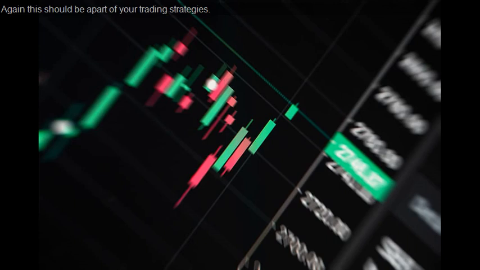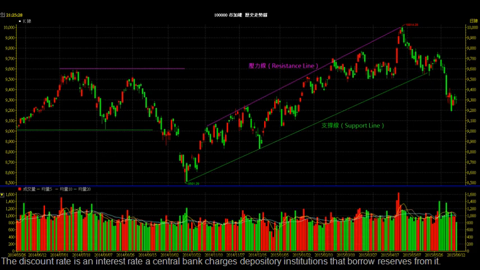Again, this should be a part of your trading strategies. The discount rate is an interest rate a central bank charges depository institutions that borrow reserves from it.